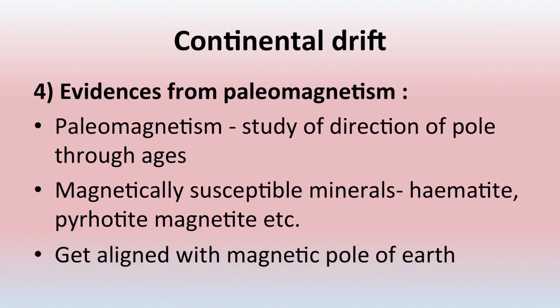Now another evidence, the fourth, is the evidence from paleomagnetism. What is paleomagnetism? It is the study of the direction of the poles through the ages, that is, the movement of poles through ages. What happens is that magnetically susceptible minerals like hematite, pyrrhotite and magnetite get aligned with the magnetic pole of the earth.